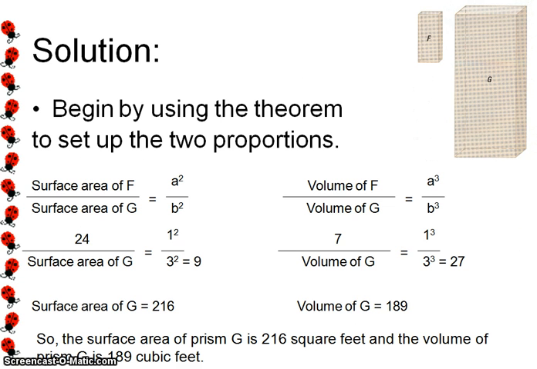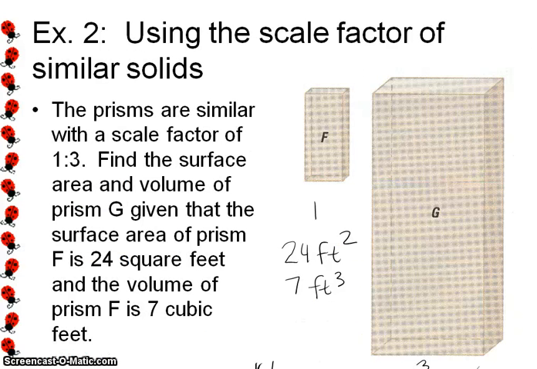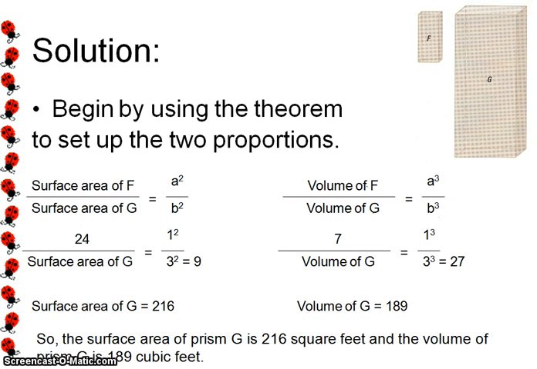Well, I'm going to use the theorem to set up the proportions. I know if they're similar that the surface area of F to the surface area of G has an A squared to B squared ratio, and I know that the volume of F to the volume of G has an A cubed to B cubed ratio. So I do know the surface area is 24, and I don't know the surface area of G. But I do know, in this case, if you look back here, that I've got a 1 to 3 ratio. So I can put my 1 to 3 in for A to B, and that becomes a 1 to 9 ratio. And if I cross multiply, I will see that the surface area of G would be 216.